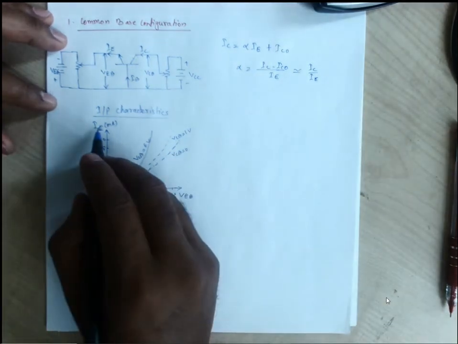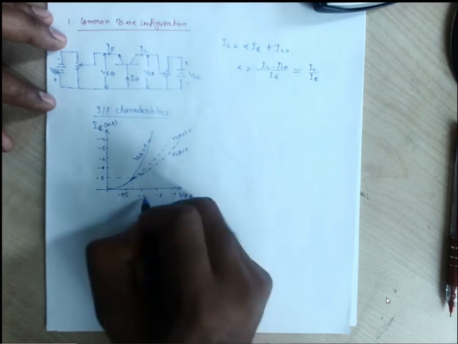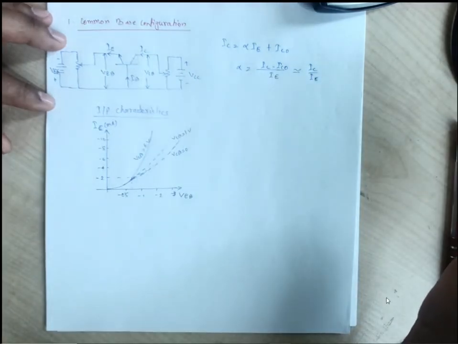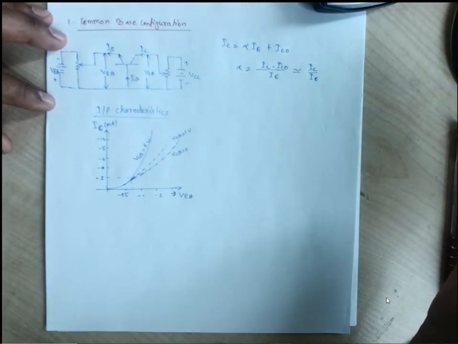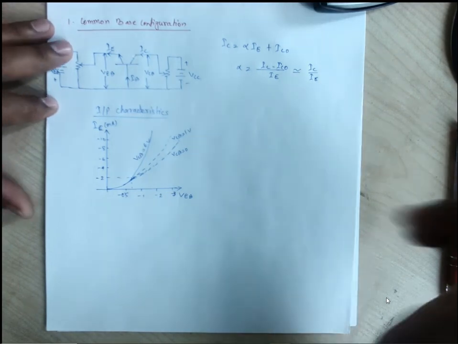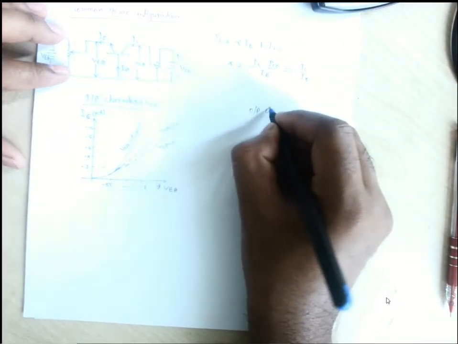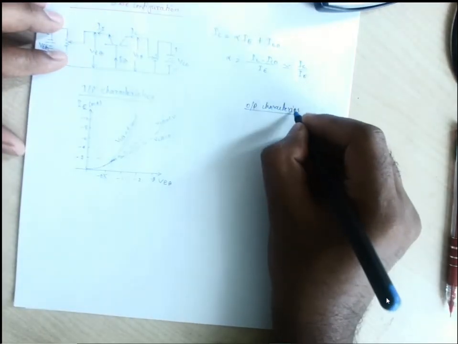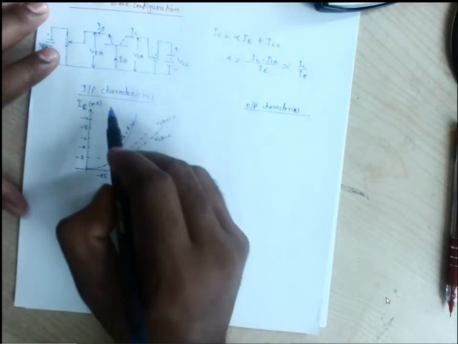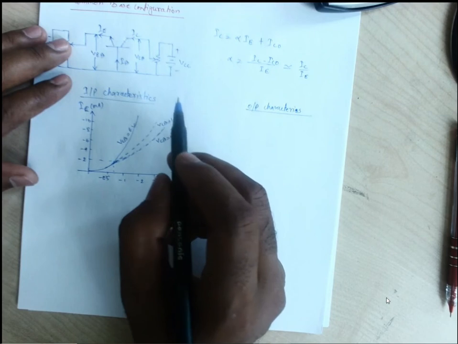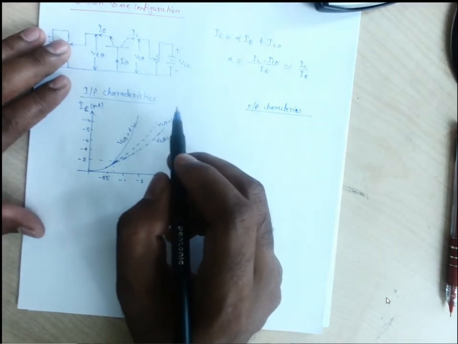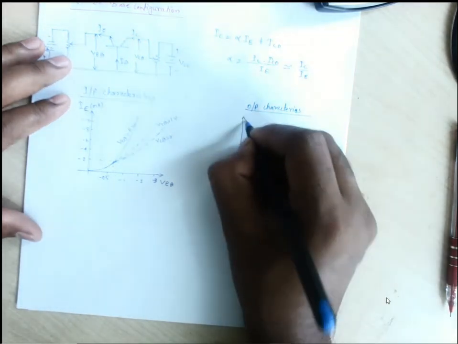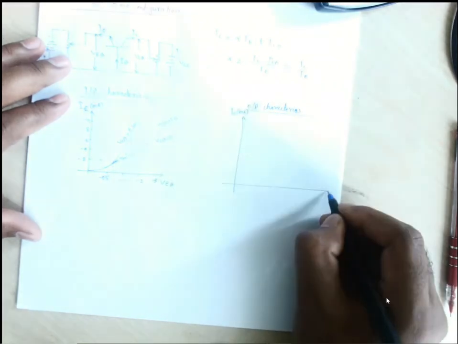So with the application of the input voltage VEB, we can have the current IE. Okay. Next, the output characteristics, which is very important. So this output characteristics will be between IC and our VCB. IC in milliamperes on this side, and VCB on this side.